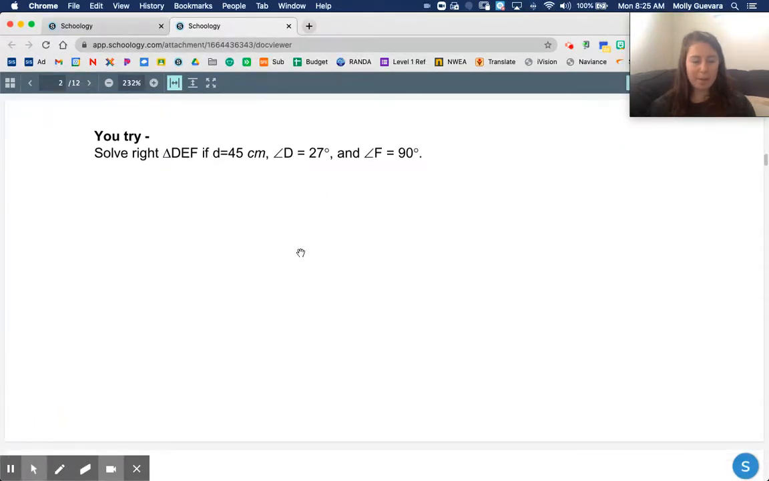Okay, again, my recommendation would be to draw it. I'm a very visual person. So here we just want to solve this triangle DEF when side D is 45, angle D is 27, and angle F is 90. So go ahead and give this a try, see if you can solve the whole triangle, and then when you're ready to go over it, hit play.